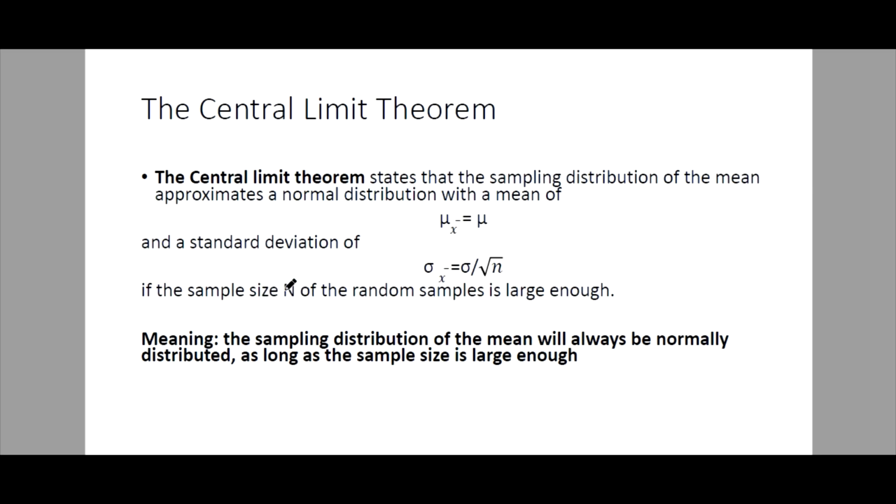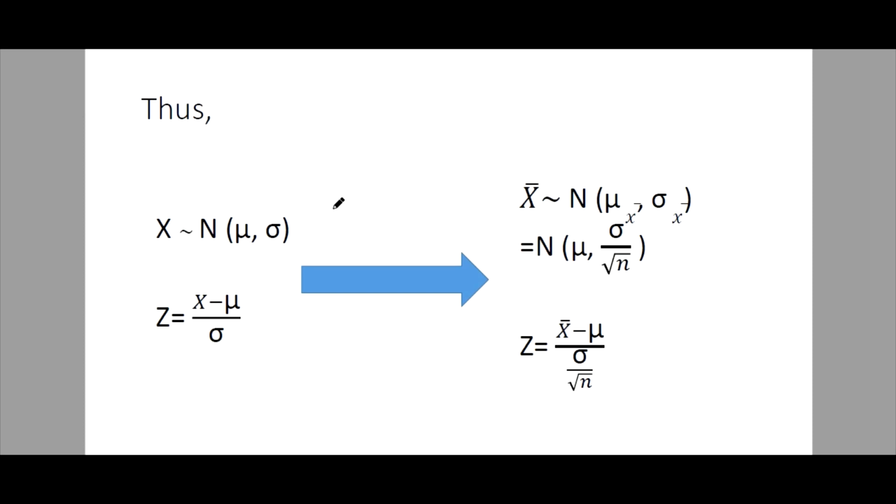If the sample size n of the random samples is large, then we can use the central limit theorem, meaning the sampling distribution of the mean will always be normally distributed as long as the sample size is large enough. Thus, we have this comparison.